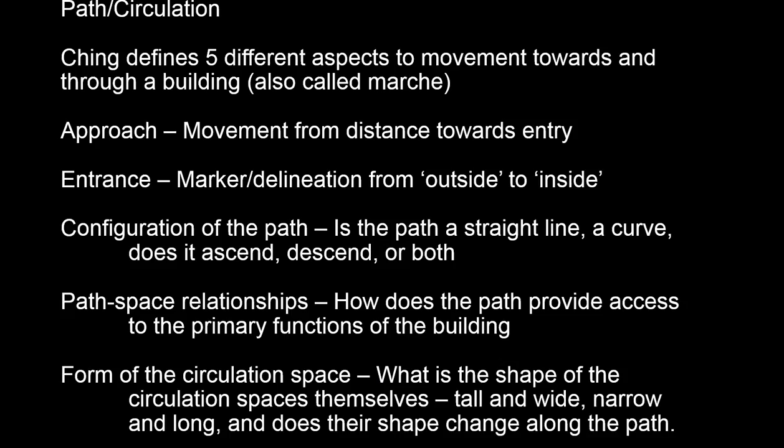So path and circulation. In Form, Space and Order, Ching has sort of classified path and circulation. And remember, we're referring back to that initial slide that had all that stuff on it. So now we are kind of moving towards the end of it at path and circulation. And so Ching kind of divides it into these sort of pieces. So approach, right? The movement from a distance towards the entry. How do you approach a building?